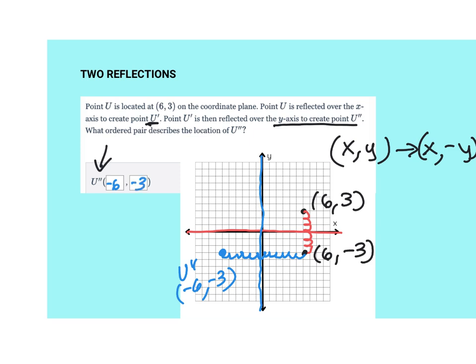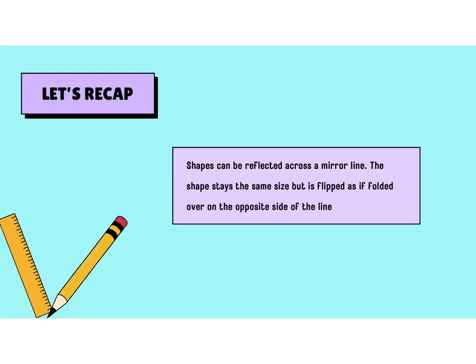Notice when I did that across the X and the Y that my original X and my original Y flipped. They're both negative now. So this is if we have two reflections. This you may want graph paper for. Be ready for it. So now, recapping, you know that shapes can be reflected across a mirror line. You know the shape stays the same, but it's flipped as if it's folded over the opposite side of a line. So again, just closing, here's our mirror line, and I'll think, okay, I'm drawing a butterfly, and I would imagine that this is folded, and we have the same shape on the other side.